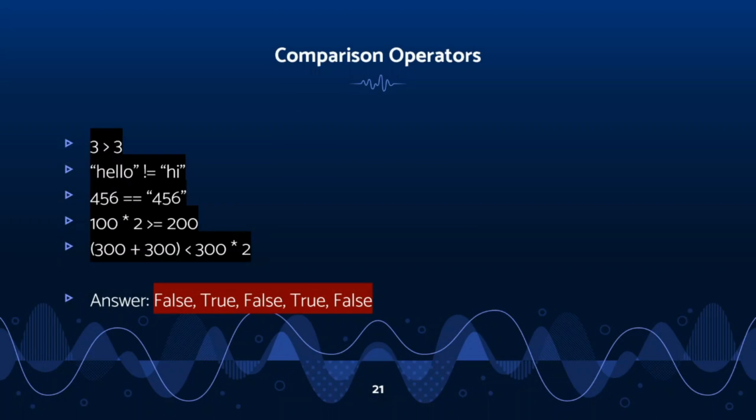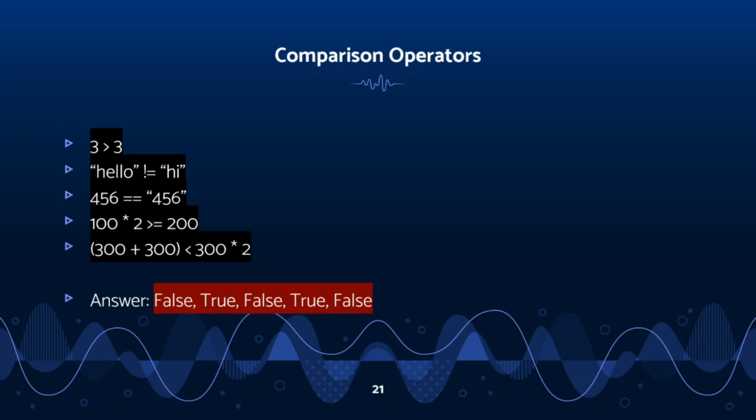The answer is false, true, false, true, false. The first statement says 3 is greater than 3, which is obviously false. The second statement says string hello is not equal to string hi, which is obviously true. The third one might look true, but it actually evaluates to false because Python is comparing integer 456 and string 456, which are in completely different types.